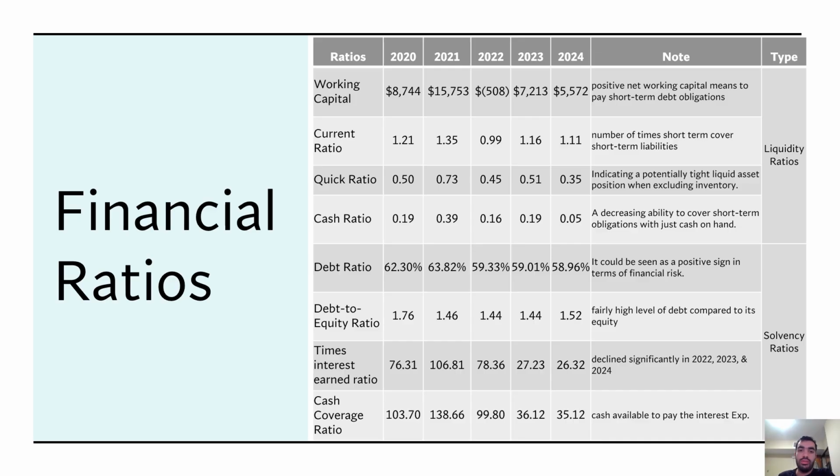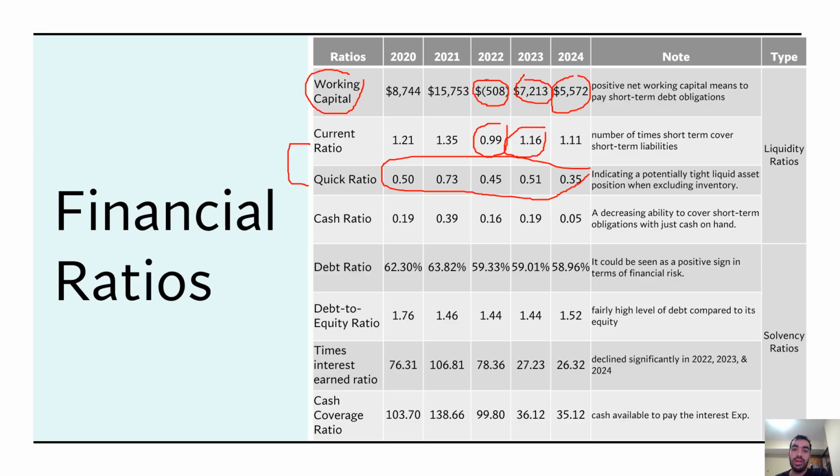Let's look at the financial ratios. I'm going to start with working capital. As you see, working capital fluctuated, turning negative in 2022, recovering in 2023, and decreasing in 2024. If you look at the current ratio and quick ratio, the current ratio dropped below 1 and again recovered in 2023, but overall there are challenges in liquidity.